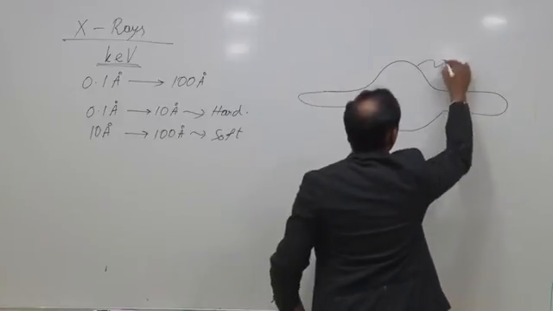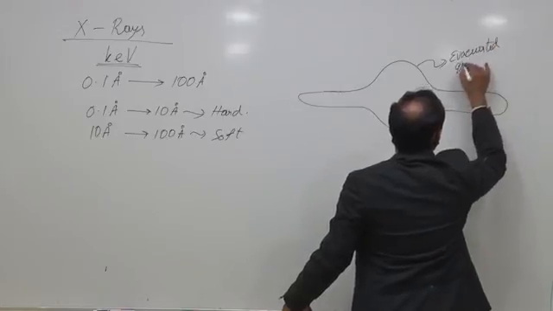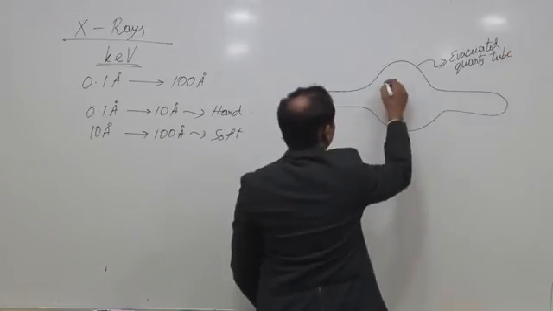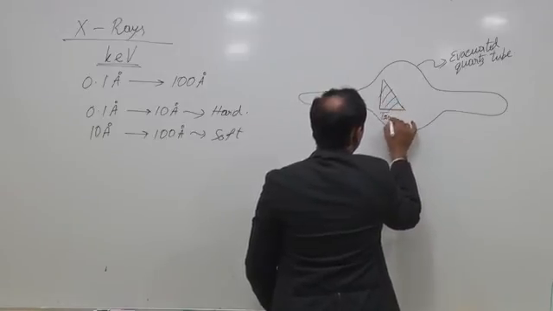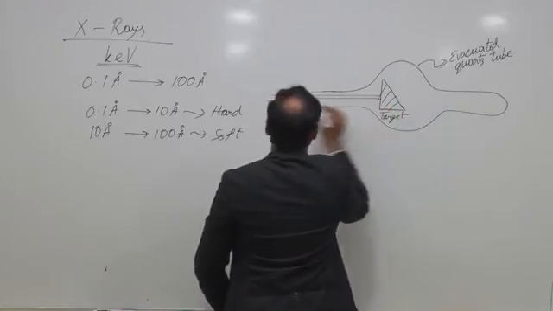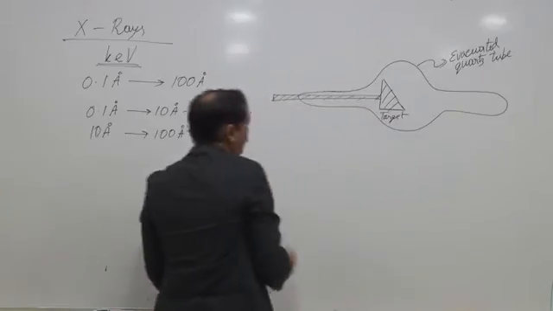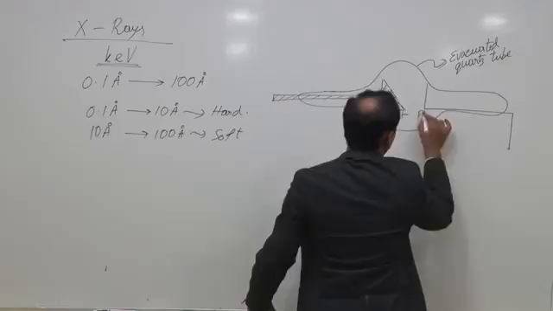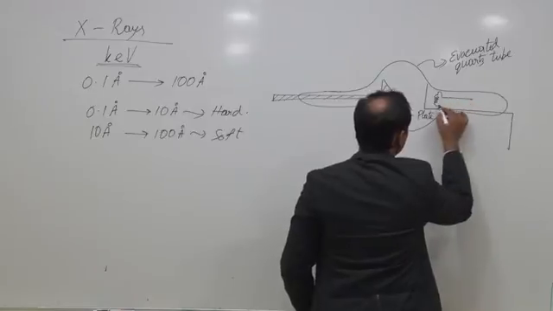We have an evacuated quartz tube. Here we have a target made up of heavy metal, which is an extended arm. Here we have a plate from which electrons can be emitted. Here we have a filament which can be heated up.